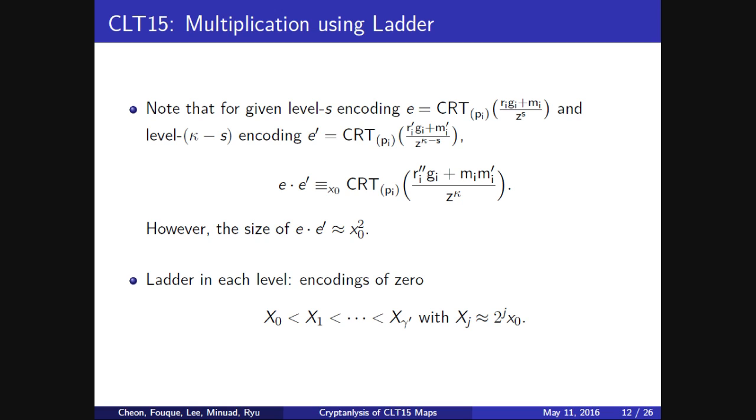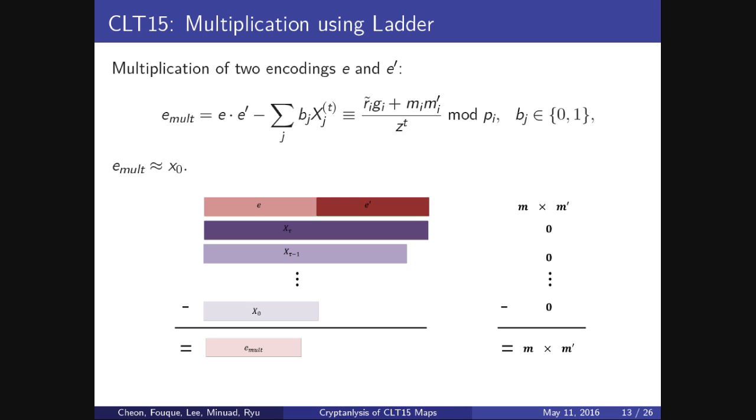encoding, CLT15 publishes ladders in each level, which are encodings of zero of increasing size. The size of the smallest ladder is about the secret modulus X0, and the largest one is about X0 squared. This explains how the size reduction process works. Using the ladder, the size of an encoding can be recursively reduced under the size of X0.